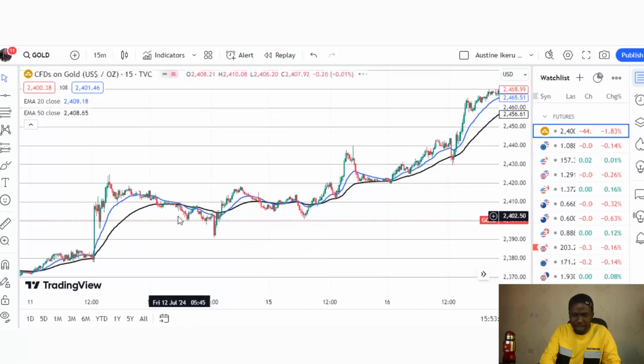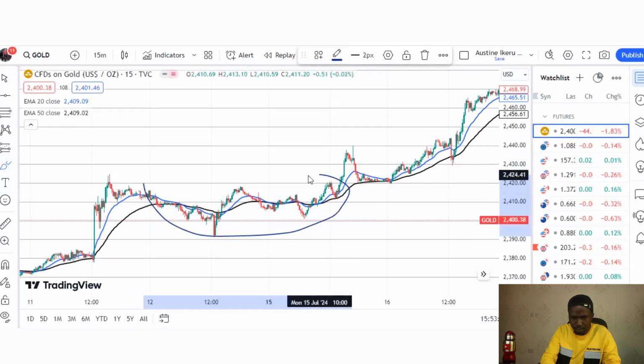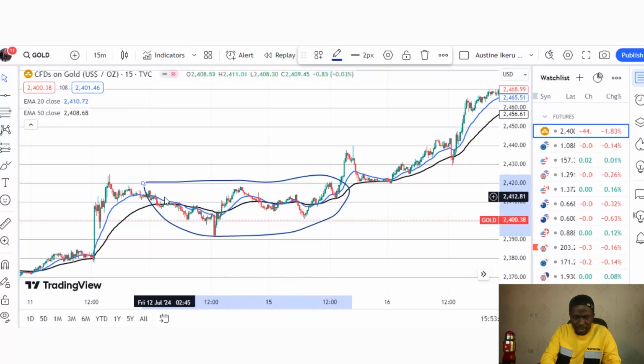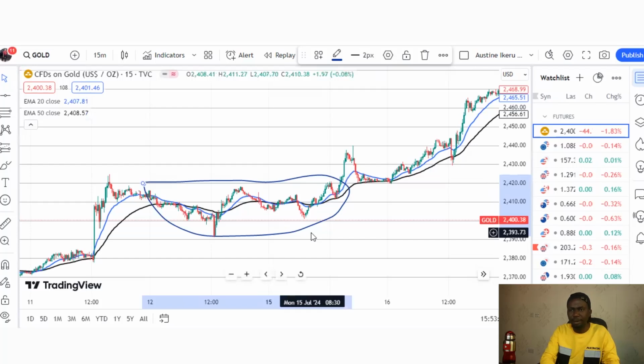Here you can see that the market is consolidating from here. That is why as the faster moving average crosses below the 50 moving average, it came back again and crosses above it, crosses below it again, crosses above it, crosses below it, and then crosses above. So when the faster moving average is crossing below and above the slower moving average consistently, it signals that the market is in a range.